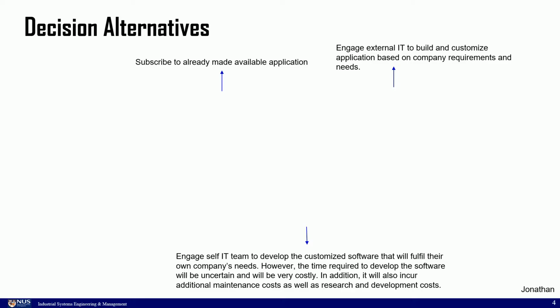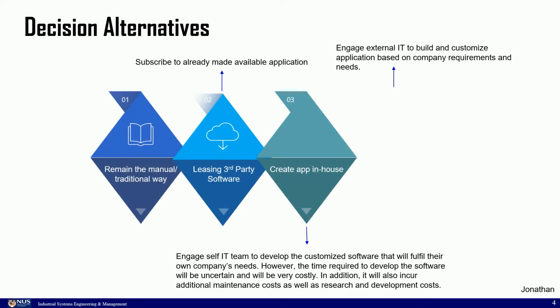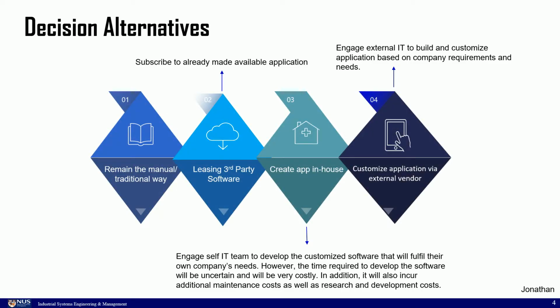So now I'd like to talk about decision alternatives. Decision alternatives include 4 different alternatives that ABC Private Limited can use in order to go digitalized. 1, which is to remain the manual traditional way. 2, leasing third-party software. 3, creating an app in-house. And 4, a customized application via an external vendor. So let's now look into the manual way.